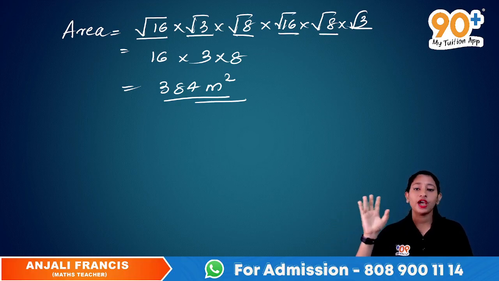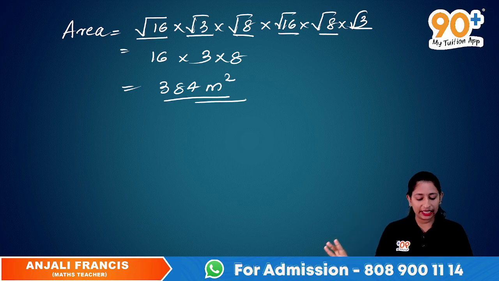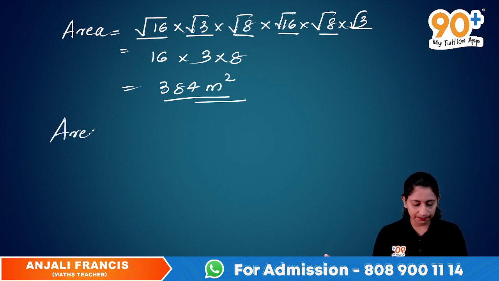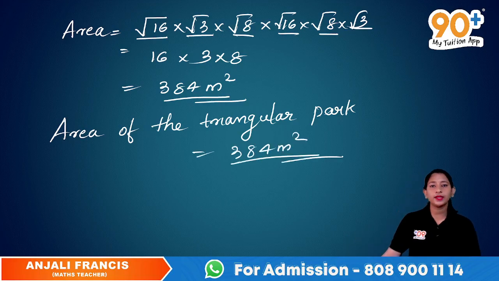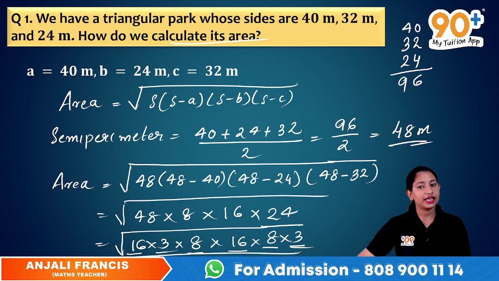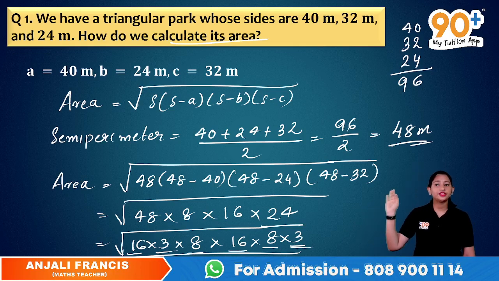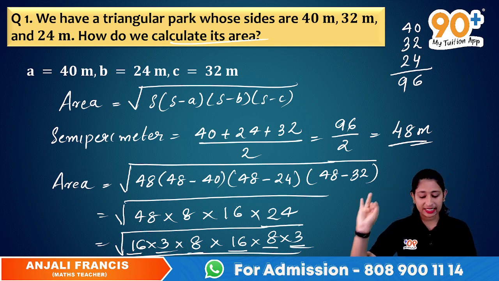Because if we are not writing this, you will lose marks. So the area of the triangular park is 384 meter square. Is it okay? Is it clear for everyone? I will explain once more. We have a triangular park whose sides are 40 meter, 32 meter and 24 meter.